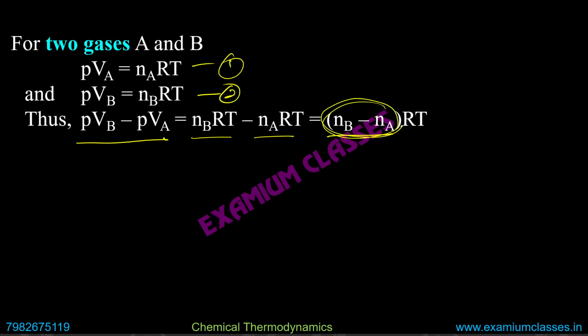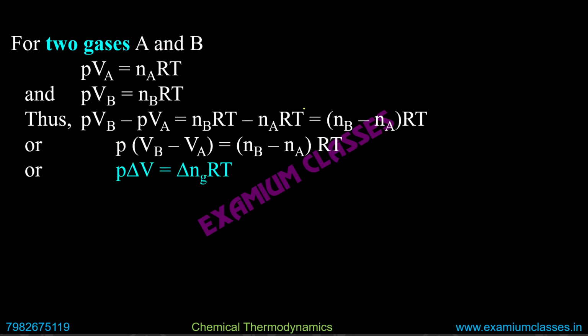It means it is the change in the number of moles, delta n. So we can write it as P delta V, because VB minus VA will be delta V. P delta V equals delta Ng RT. What is delta Ng? Delta Ng is actually the number of moles of products minus the number of moles of reactants. This is the change in the number of moles.